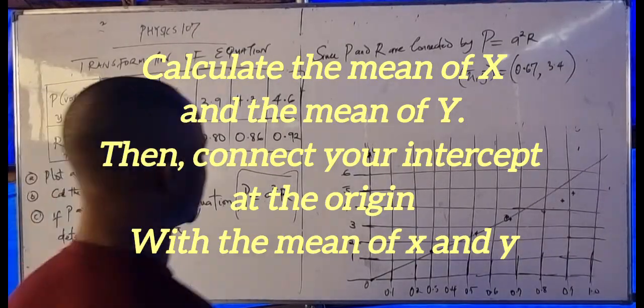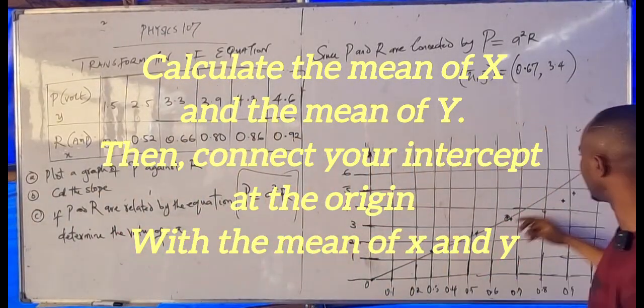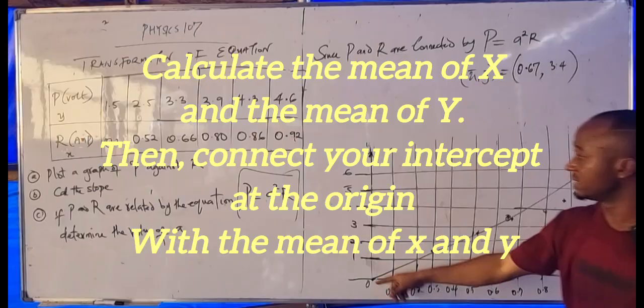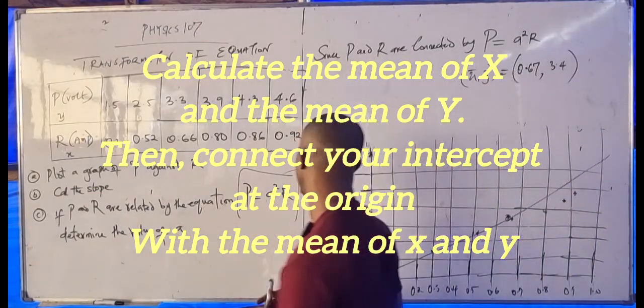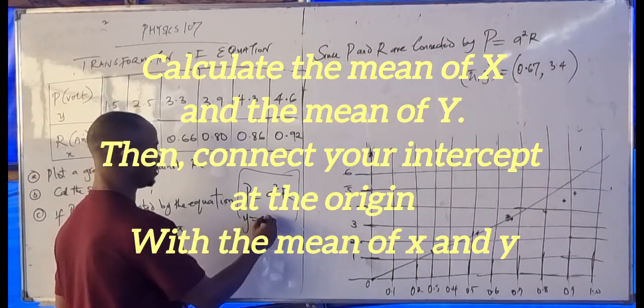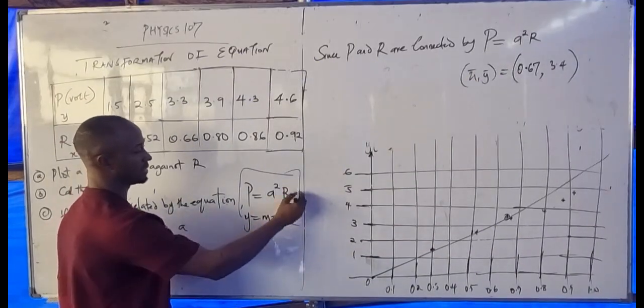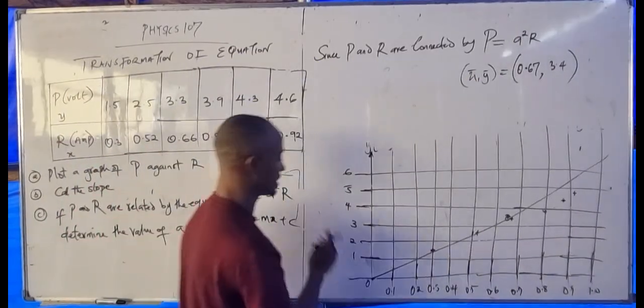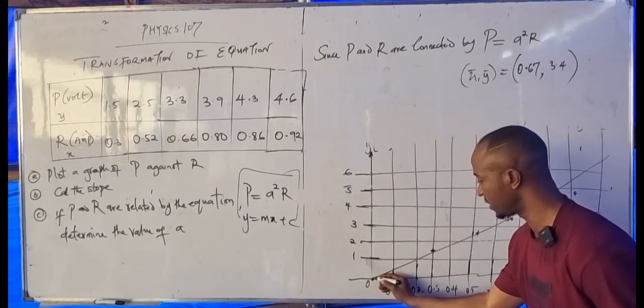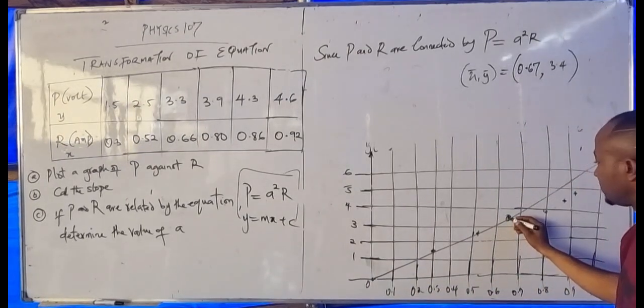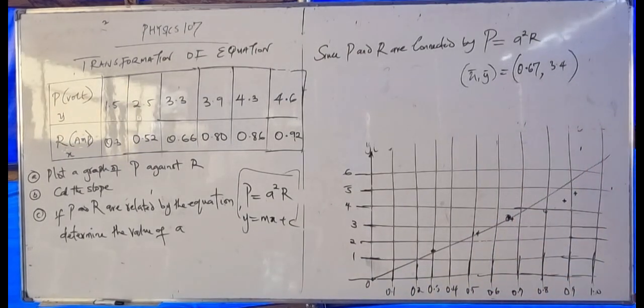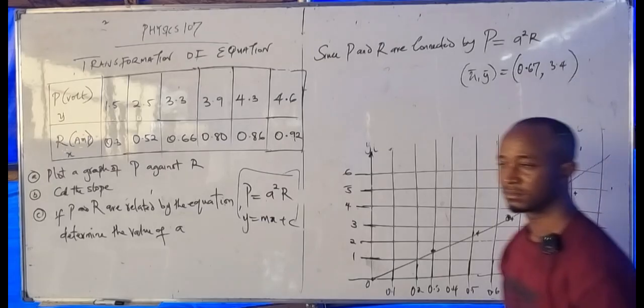So you have to connect. Just connect from the 0 points here down to this. Since our P is equal to A squared R, from Y equals MS plus C, our intercept was 0. So this graph should start from the origin here. Connect this point here with our mean of S bar and Y bar. Are you done connecting?